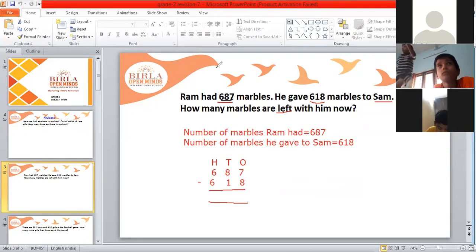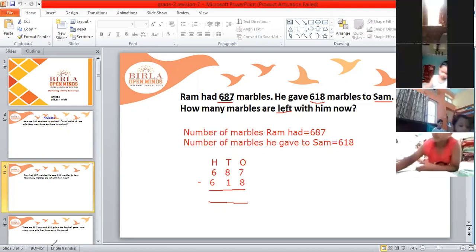Yes, Riti? Ma'am, what is your page number? Riti, this is not in your book. You have to write this word problem in your notebook. Revision is going on, so you have to write this in your notebook. Okay, so we'll start subtracting these two numbers now.